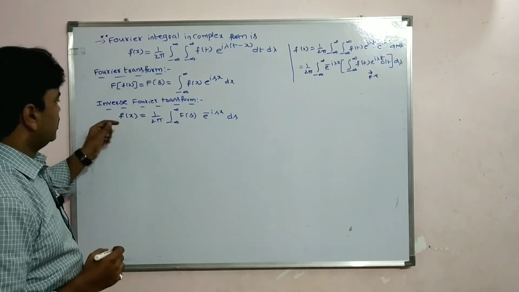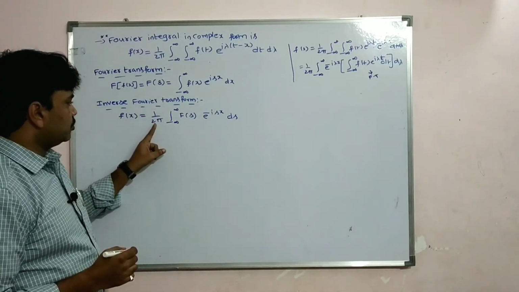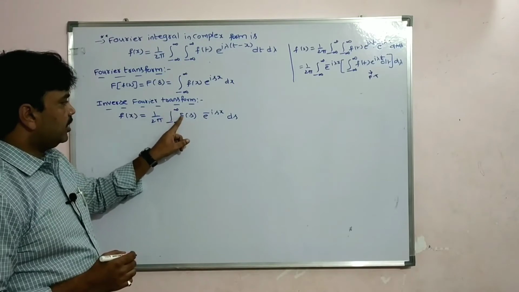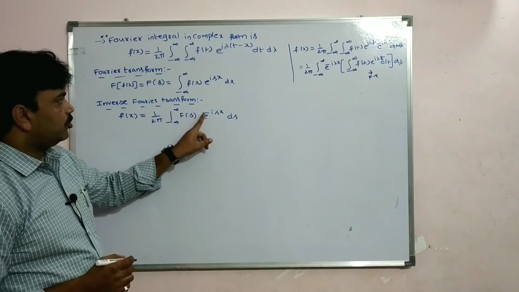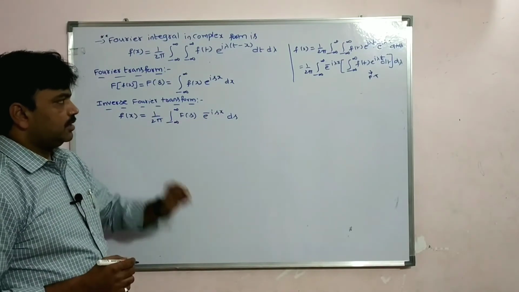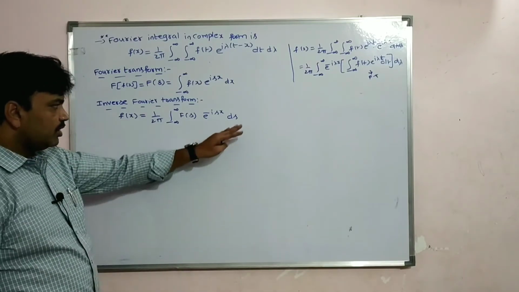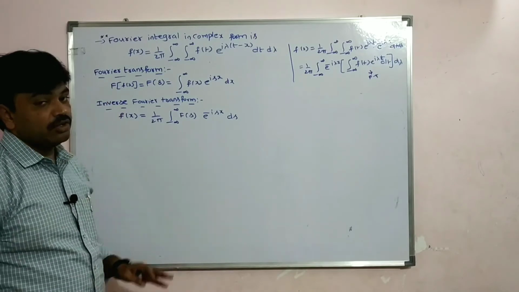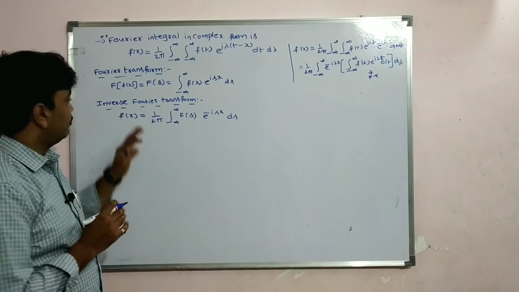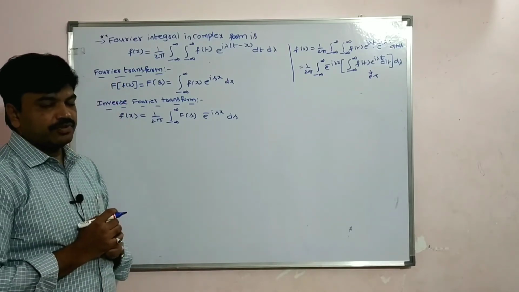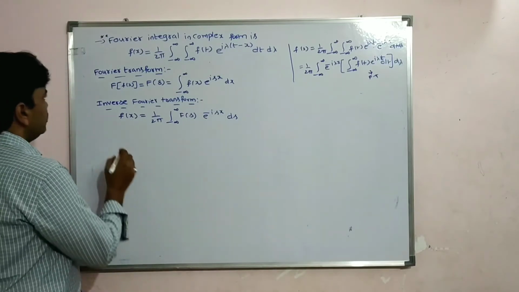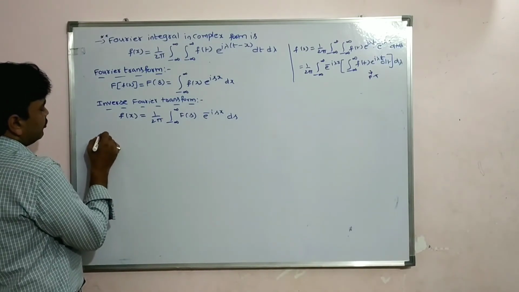Once again, students, f of x is equal to 1 by 2 pi integral minus infinity to infinity F of s e power minus i s x ds. This is the inverse Fourier transform, students. Do you understand how we get the Fourier transform and the inverse Fourier transform? Very good. Now let us see some more definitions, students.